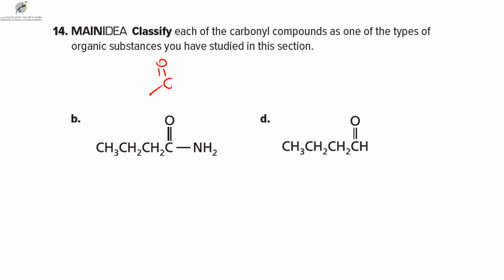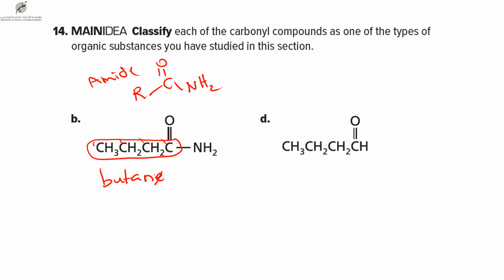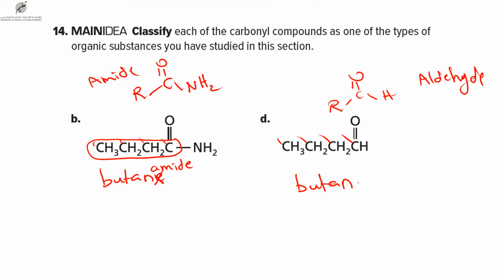Okay. What about this one? This has the general formula of an amide, right? So easy. Count the number of carbons here: 1, 2, 3, 4. Write butane, remove the E and put amide, butanamide. What about this one? This has the general formula H and R. So this is an aldehyde. Again, count the numbers: 1, 2, 3, 4. So butane. Do we write E? No. We remove the E and we put al. So it's butanal.